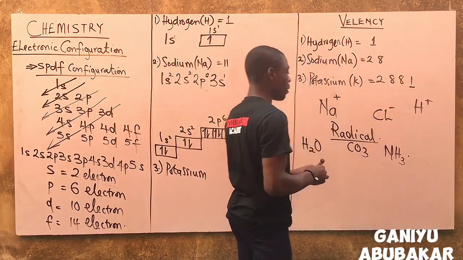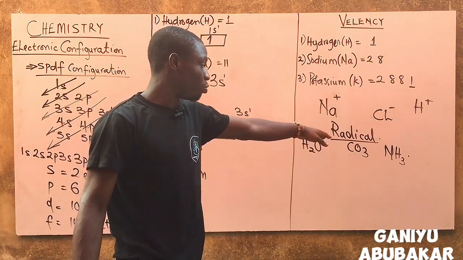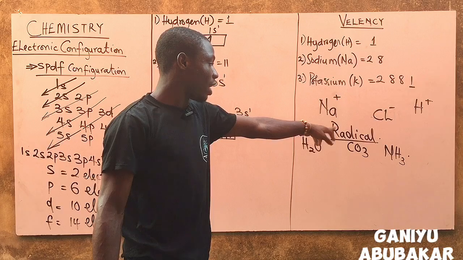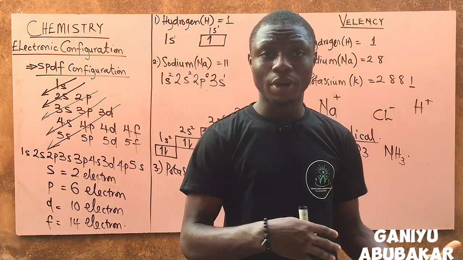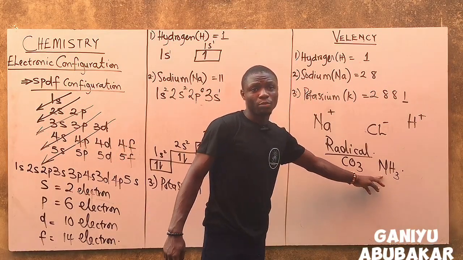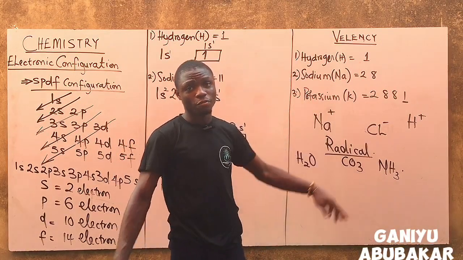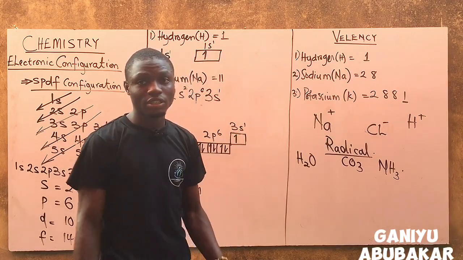NH4, this is ammonium, right? Ammonium, right? So this is ammonium too. These are nitrogen and hydrogen combined together to form a single unit, right? So that's like ammonia, please, not ammonium. And ammonium is NH4. This is ammonia, NH3, right? So that is the concept behind radicals.